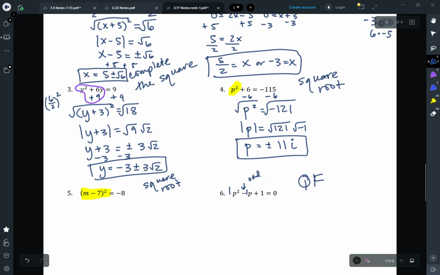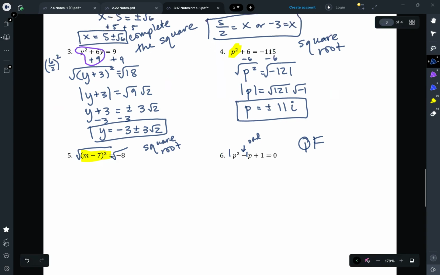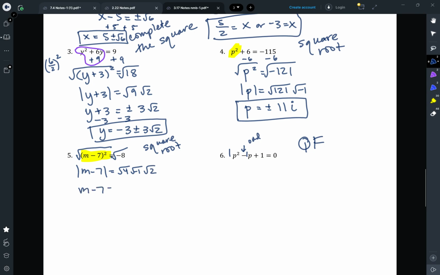The next one is set up to take a square root right away. We'll do that on both sides. So the absolute value of m minus 7 equals, let's see, square root of 4, square root of negative 1, square root of 2. So m minus 7 equals plus or minus 2i root 2. Last step, add 7 on both sides. So this is our preferred order: whole number, i, and then square root.